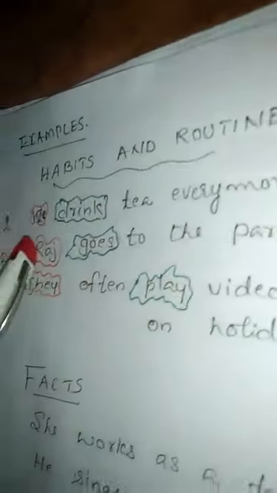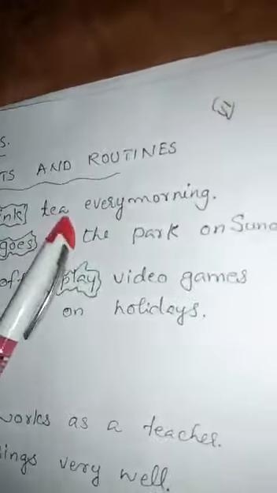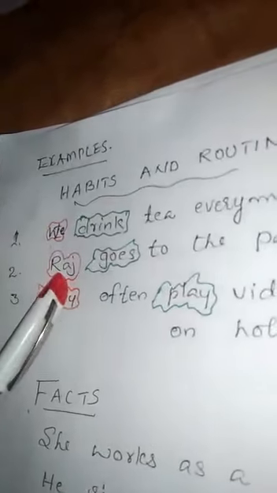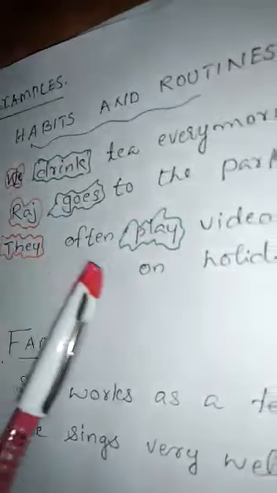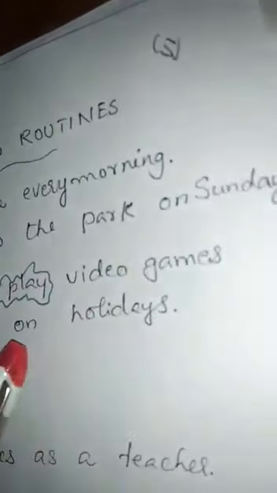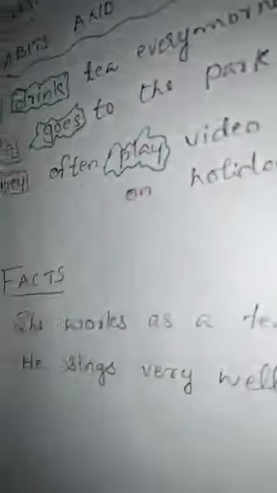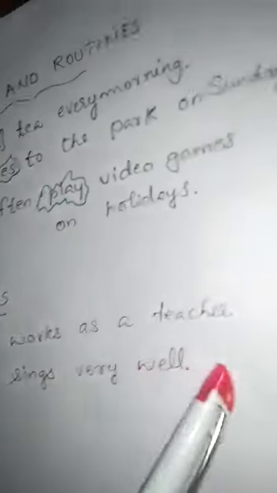Now let us see the use of simple present tense. We use simple present tense to indicate a habitual action, routine, and a fact. Here we have some examples for that. Habits and routines. We drink tea every morning. Raj goes to the park on Sunday. They often play video games on holidays. Facts: she works as a teacher.